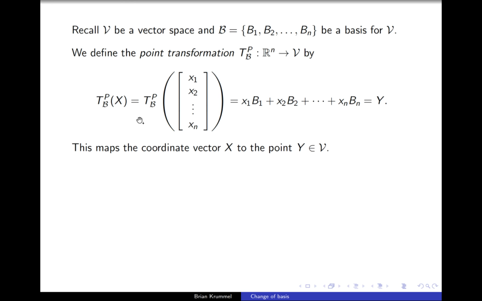And so more explicitly, what the point transformation does is it takes a coordinate vector with coordinates x1, x2 all the way through xn, and it returns the linear combination x1 b1 plus x2 b2 plus through xn bn, which is the point vector y.